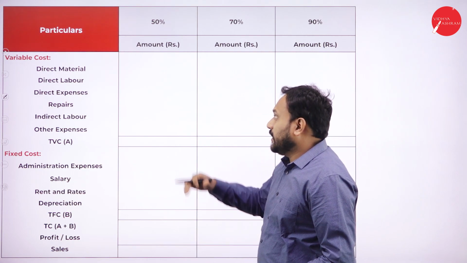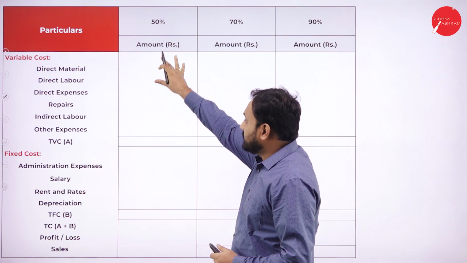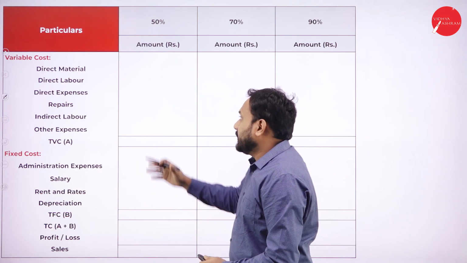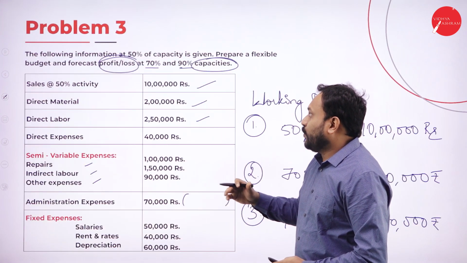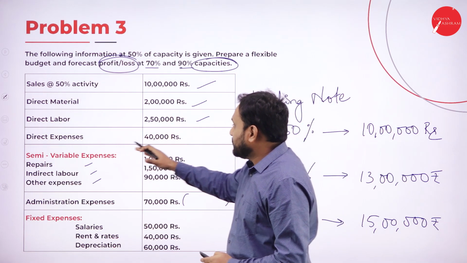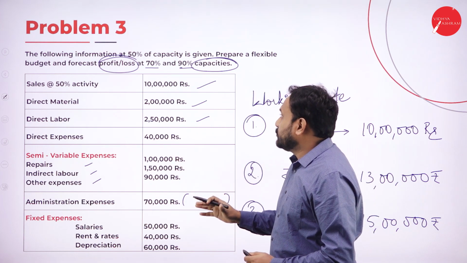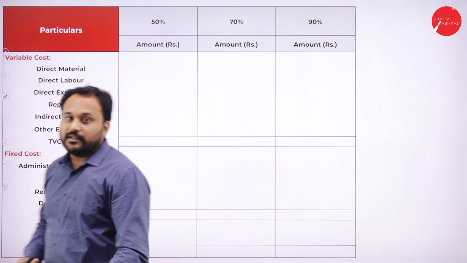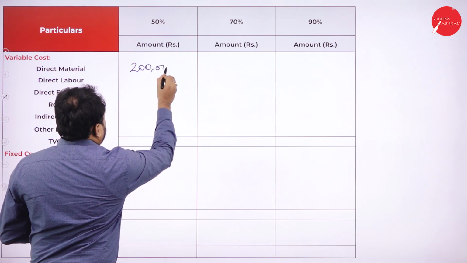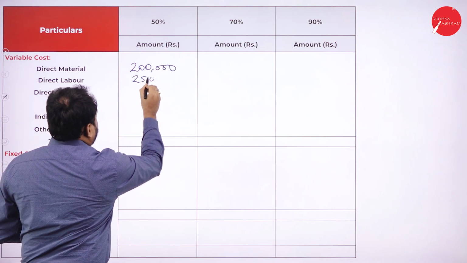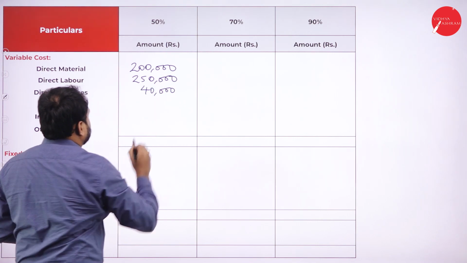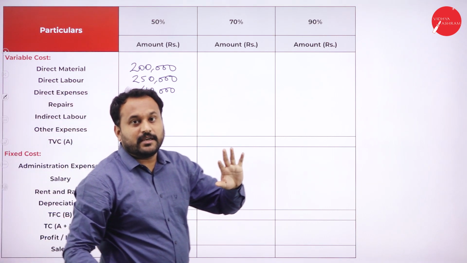So we'll write down all the entries here. Now at 50%, the first is the base. This is the base 50%, which has been given in the examination question. So let's go with it. Direct material, how much is it? We'll go for a quick one. Direct material is 2 lakh rupees, labor is 2 lakh 50, and direct expenses 40,000. So we'll write as it is: 2 lakh, then 2 lakh 50, and direct expenses was 40,000. Done. So till here we got the numbers properly.